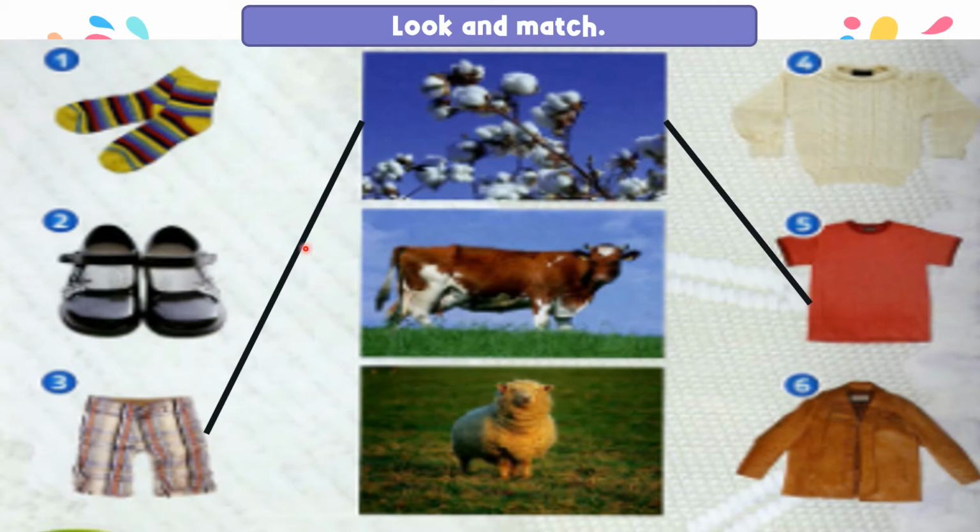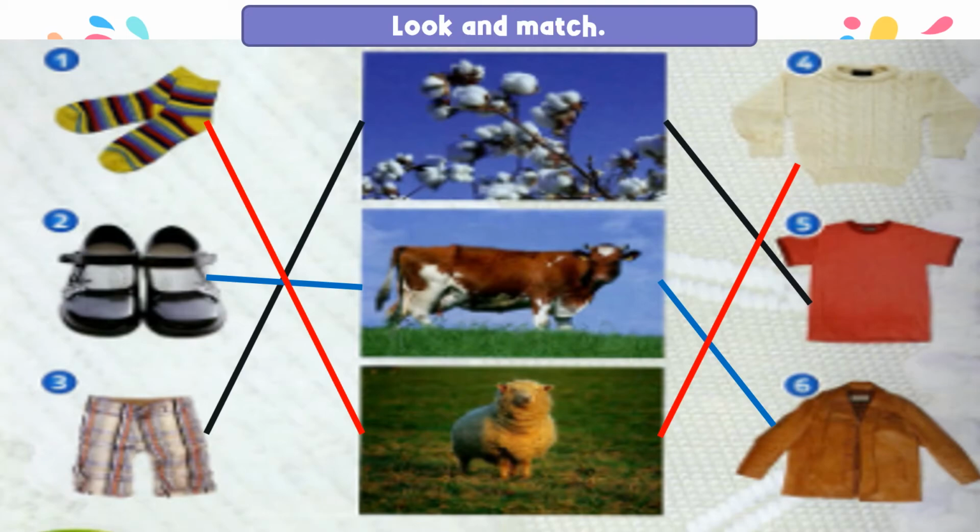Next, we have cow. Leather comes from cow. What are the clothes that were made from leather? Very good. Jacket. And one more. Shoes. And last but not least, we have sheep. Sheep. Wool comes from sheep. What are the clothes that were made from wool? Sweater. And last but not least, socks.